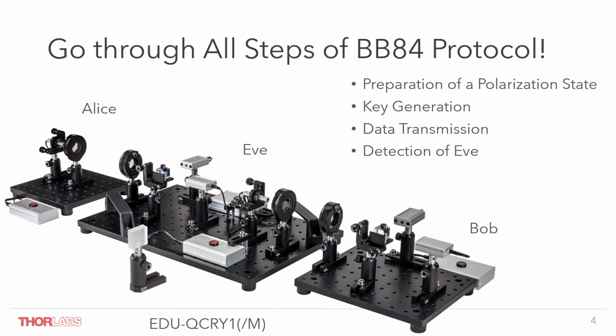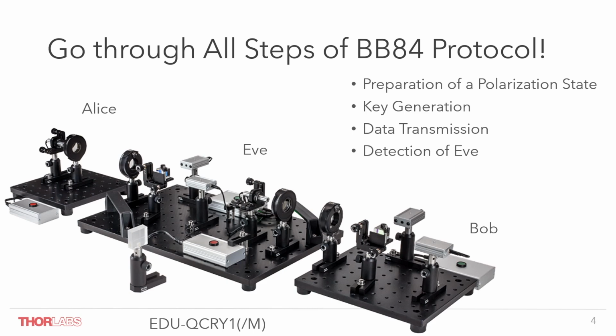So first of all, you prepare the polarization state of the light that you want to send. Then Alice and Bob generate a key together. Obviously you can transmit data then, and then this is sort of the highlight of the entire thing. You can drop in the eavesdropping unit in between Alice and Bob, and you can really see and understand how her presence alters the measurement and gets her detected.